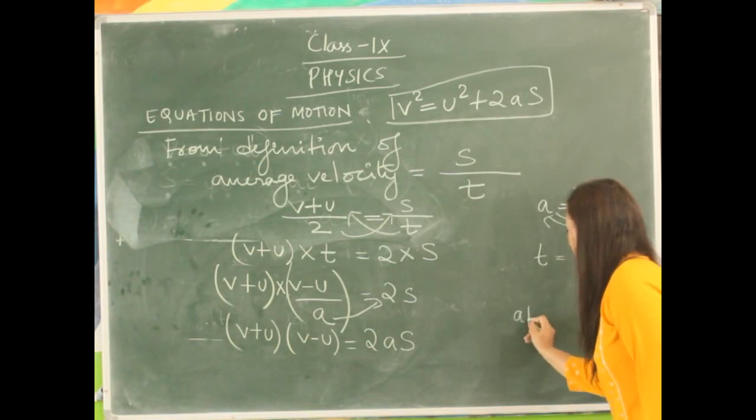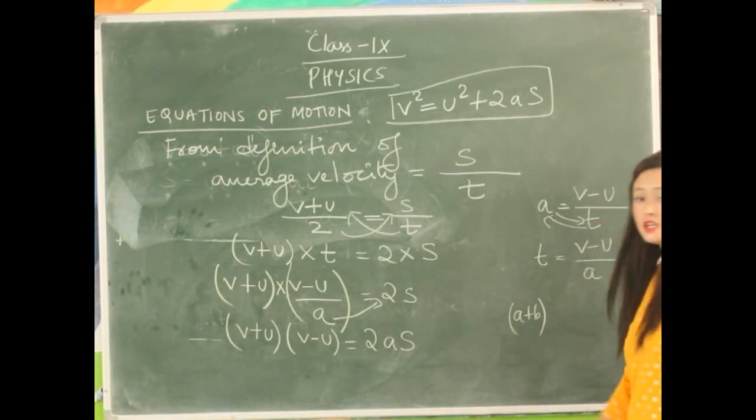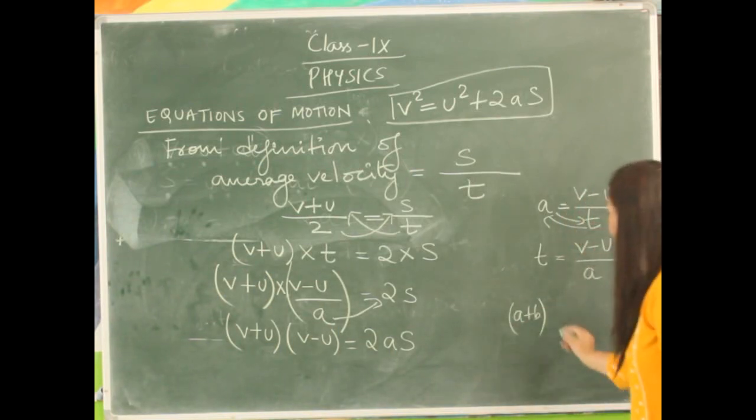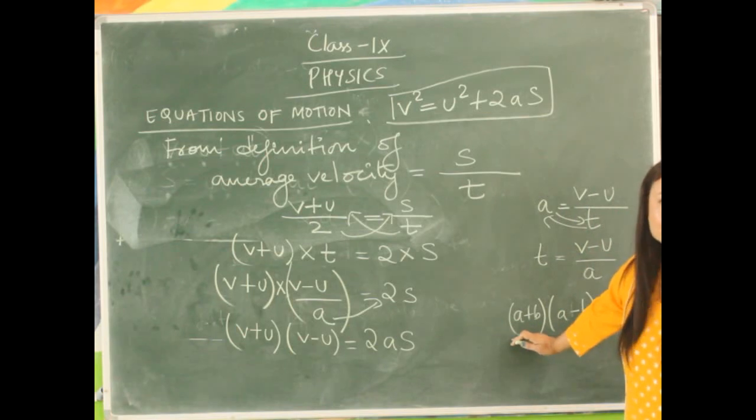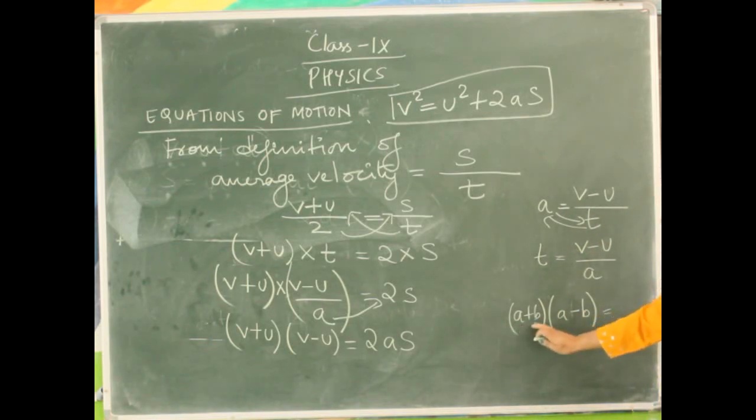What is the formula for (a plus b)? You have done the algebraic identities in class 8. (a plus b) into (a minus b). Now a little bit of algebra is added over here. (a plus b), (a minus b). What's the formula? It's a square minus b square. Okay, this is your algebraic formula: (a plus b) into (a minus b) is equal to a square minus b square.